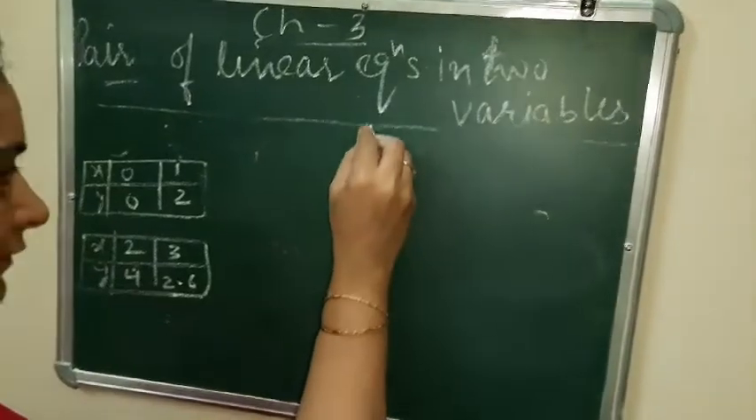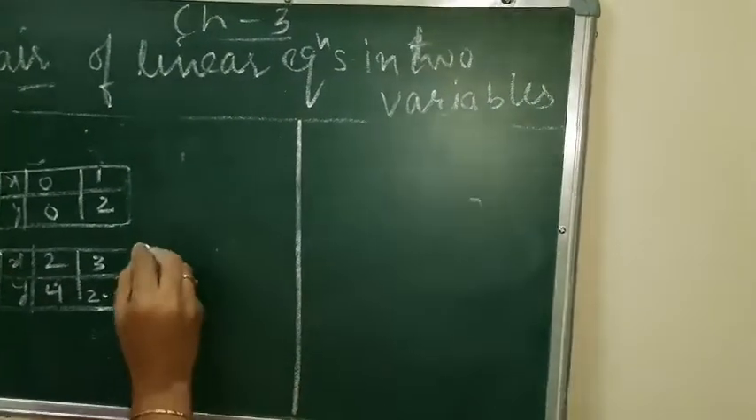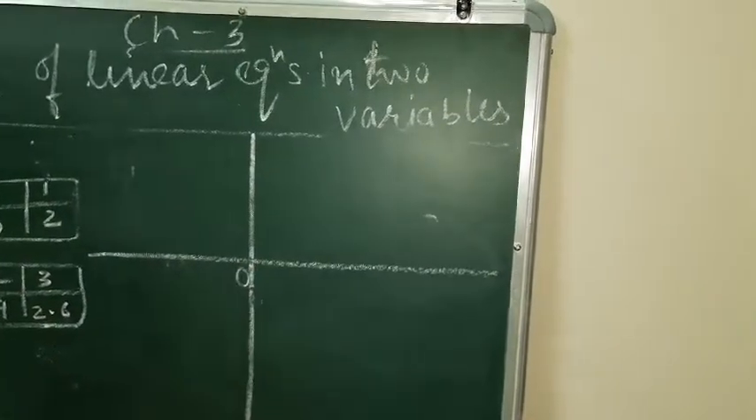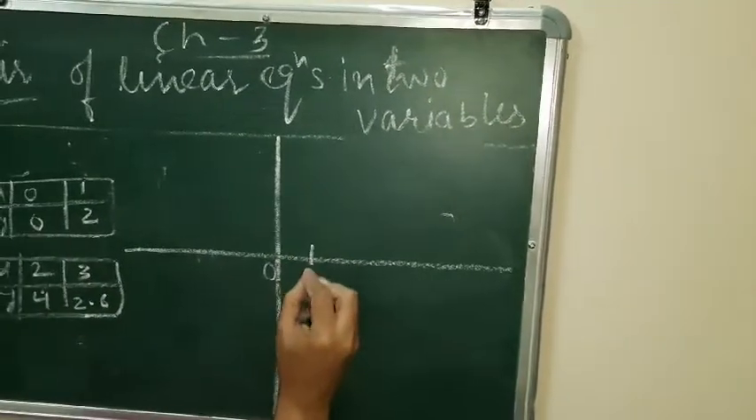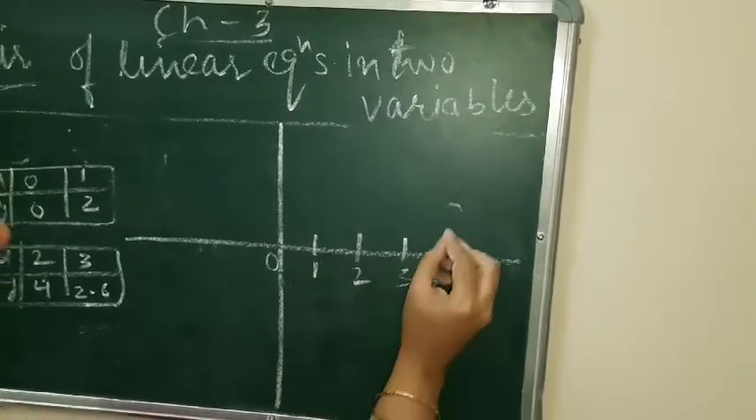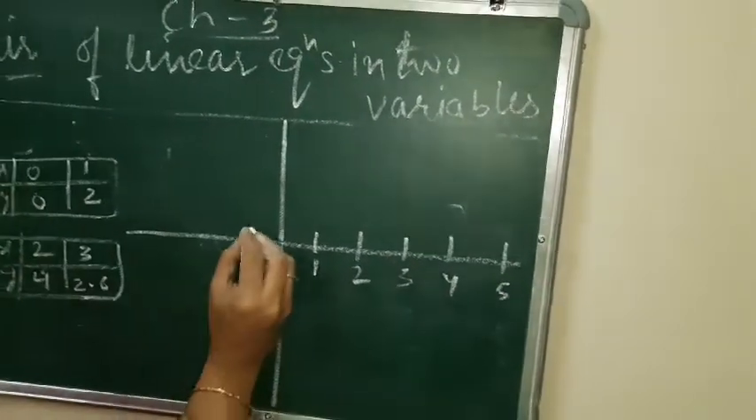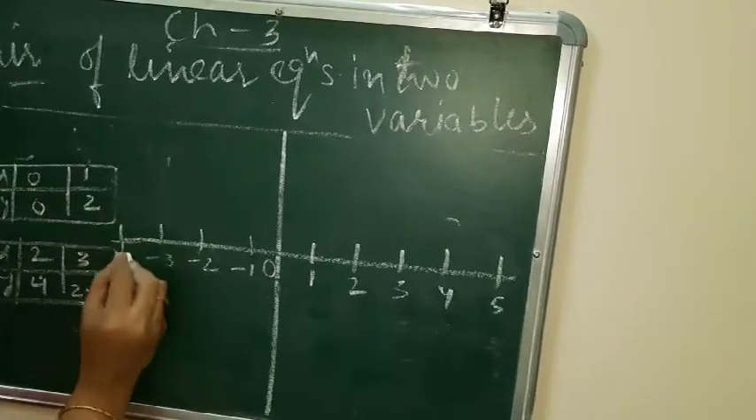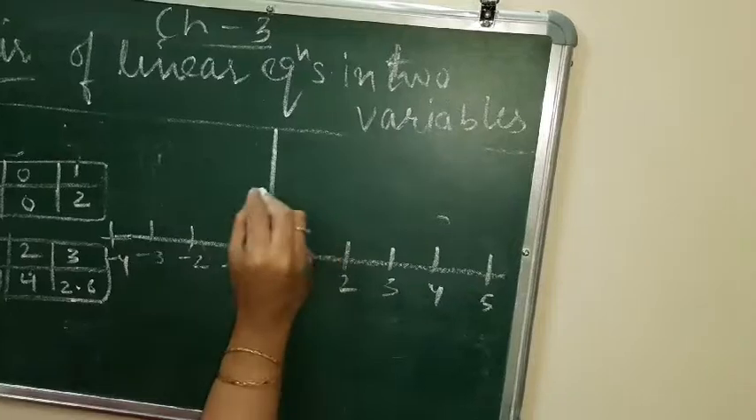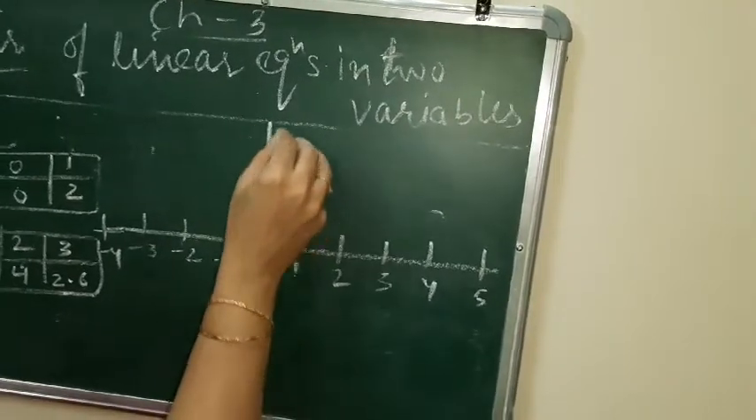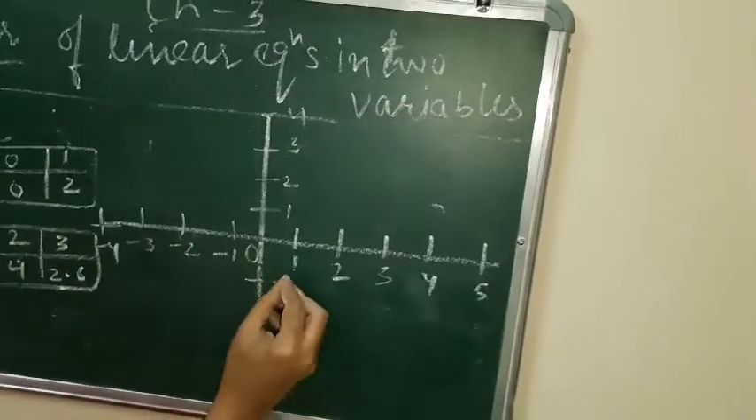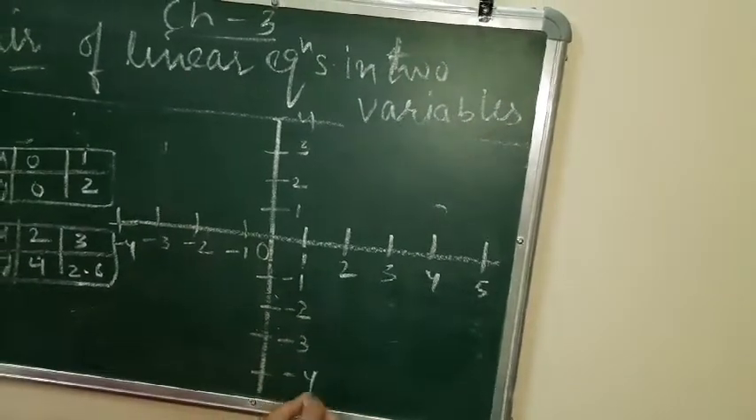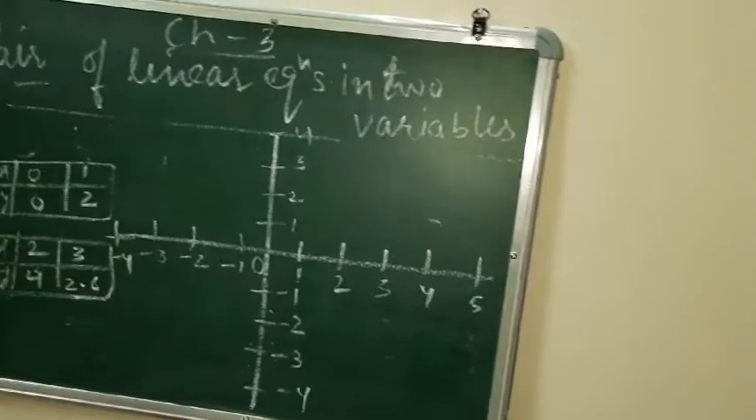Now for making a graph, first you will draw y-axis, x-axis, and in between 0. Then all positives on the right side, all negatives on the left side. Then all positives on top and all negatives on bottom. Right? Now you have to plot the values.